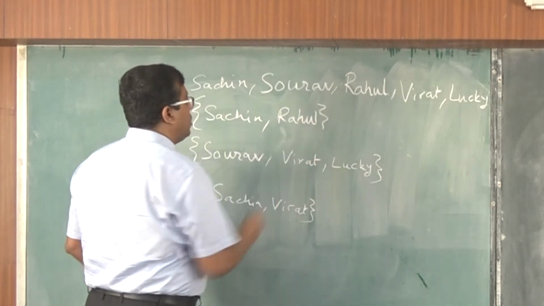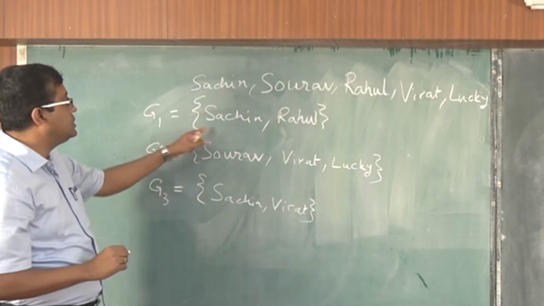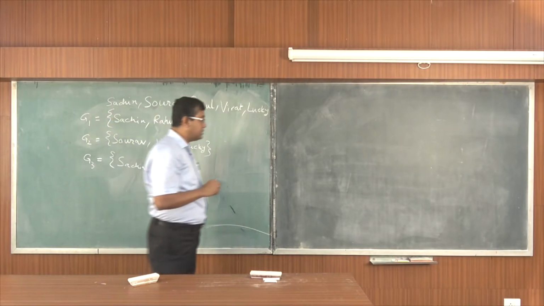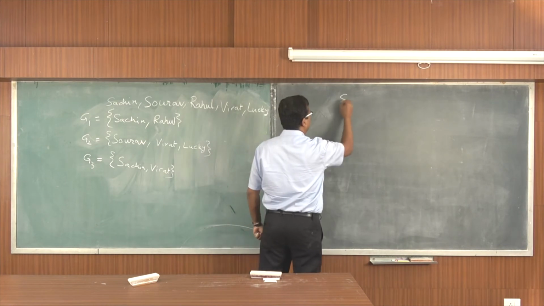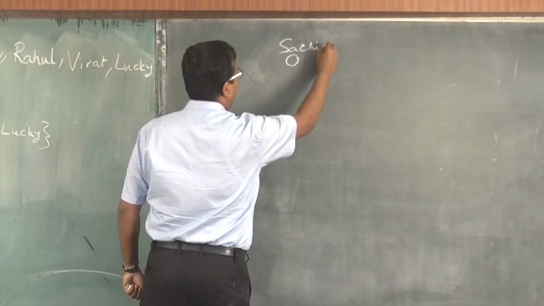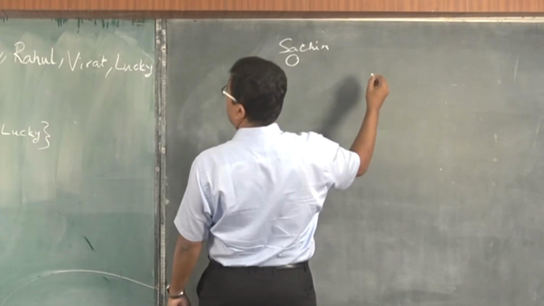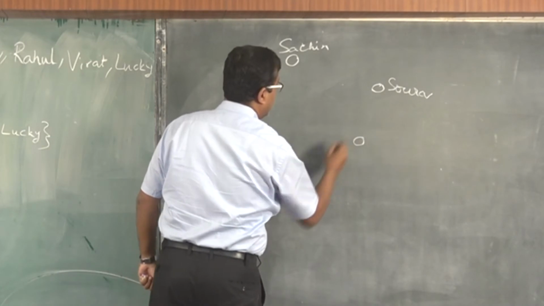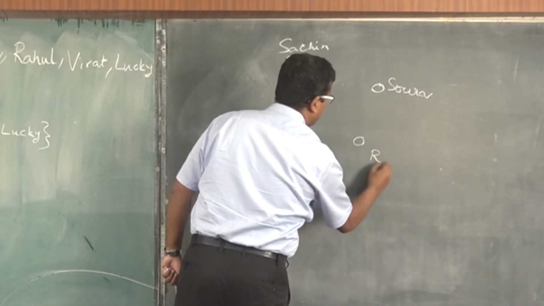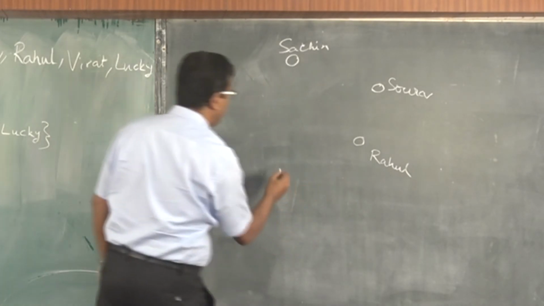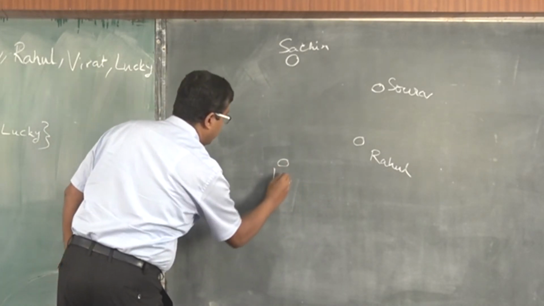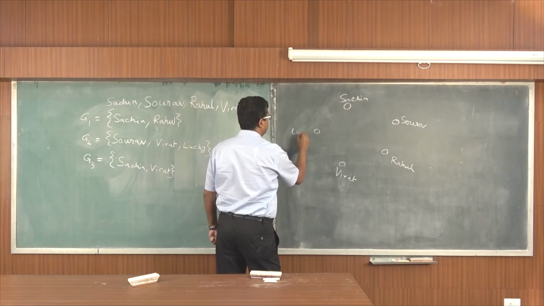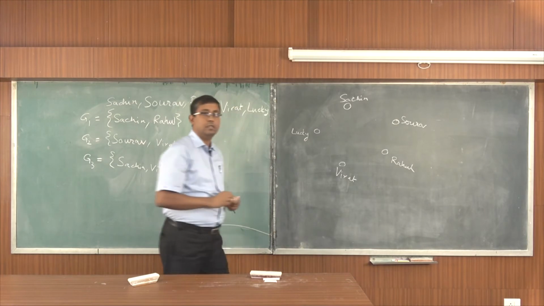First I try to map these 5 entities, Sachin, Saurav, Rahul, Virat and Lucky, as 5 vertices of a graph. So I have one vertex for Sachin, one vertex for Saurav, one vertex for Rahul, one vertex for Virat, and one vertex for Lucky. I have 5 vertices in the graph.